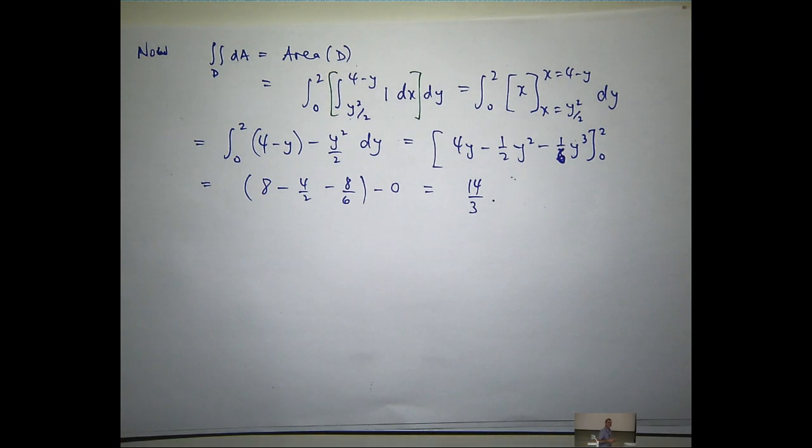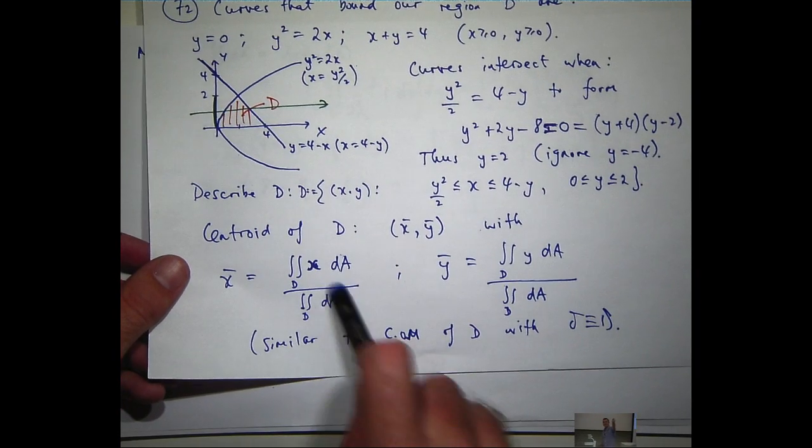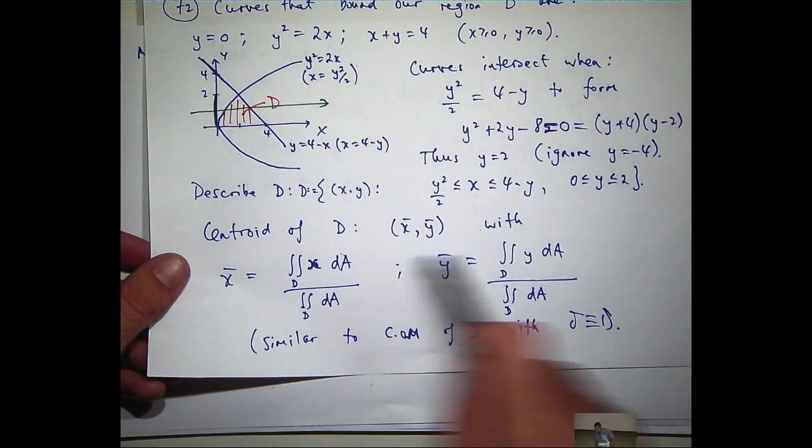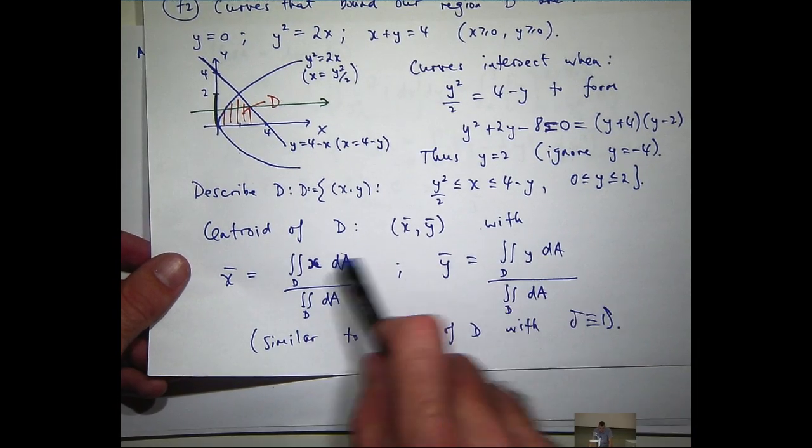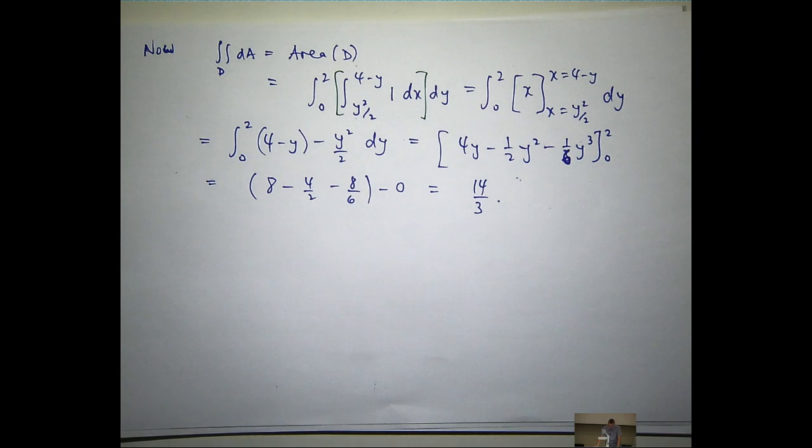Okay, so that's the area. So we've now got this component and this component. We still have to do 2 of these double integrals though. Okay? So let's do it. Let's do this one up here.